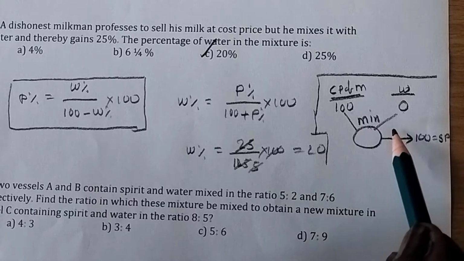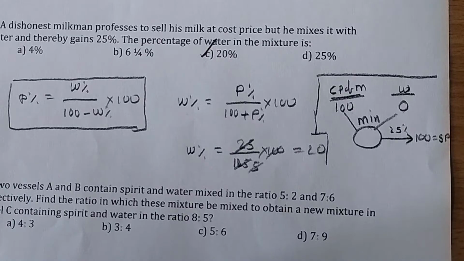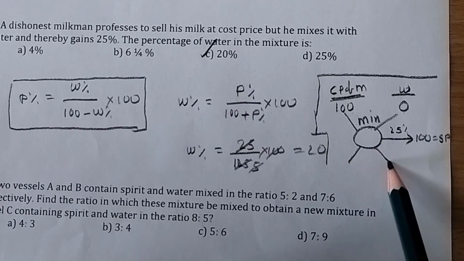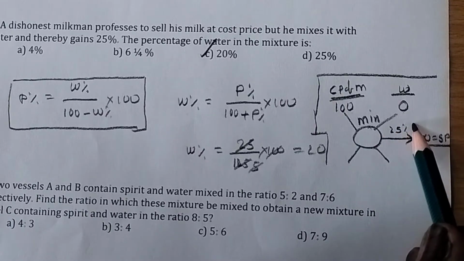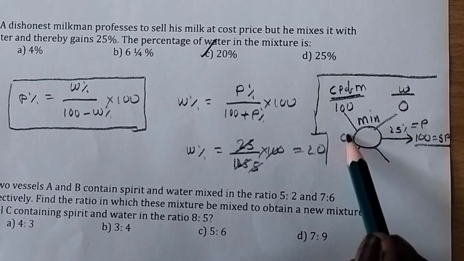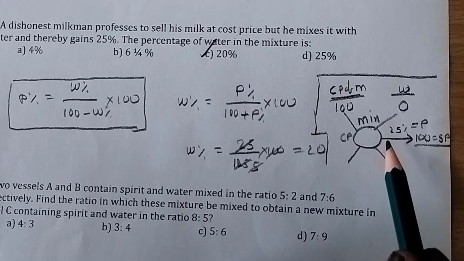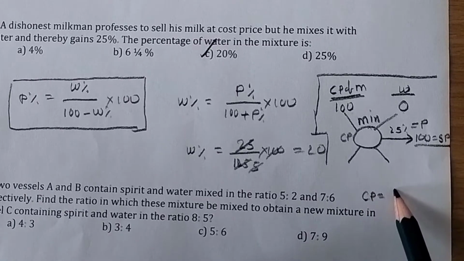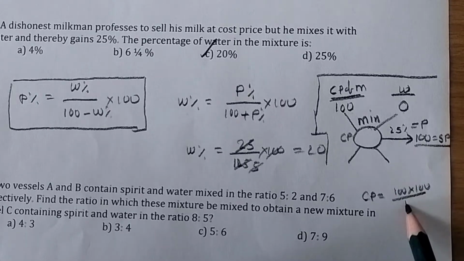But in that, he is getting a gain of 25%. Try to understand the given question. I just compare the same question in the previous model. Now the question asks to find out the percentage of water. We know the selling price, we know the profit percentage, so I'm going to find out the cost price. Cost price equals selling price, that is 100, into 100 divided by 100 plus profit percentage, that is 125.